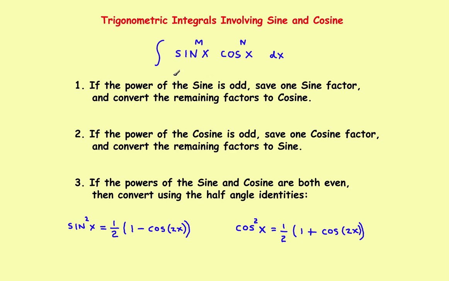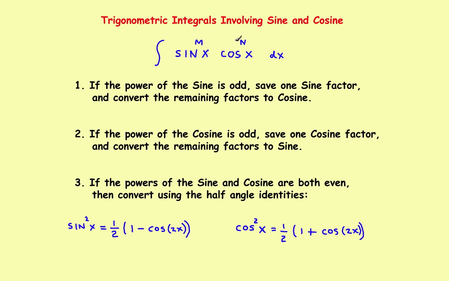So what the rules say is this, and again, when you read them in words, they're kind of hard to understand. When you actually see some examples, you'll see that they're not that bad. Let's run through this. The first one says: if you've got a problem in which the power of the sine is odd, then the idea is to save one sine factor and convert the remaining factors to cosine. Again, we'll do some examples in a second and show what this looks like.